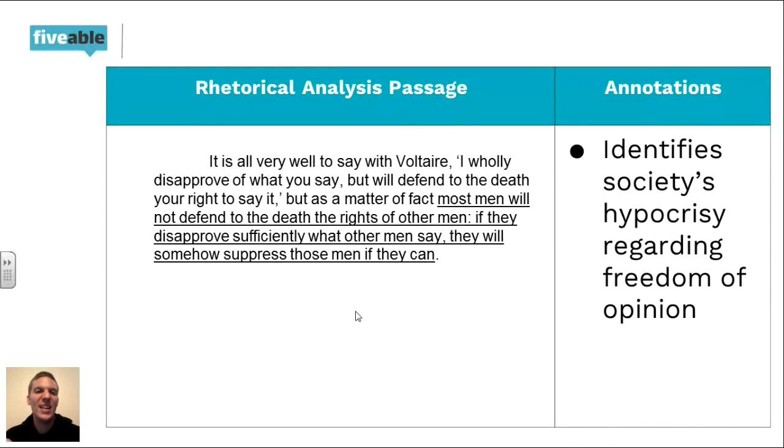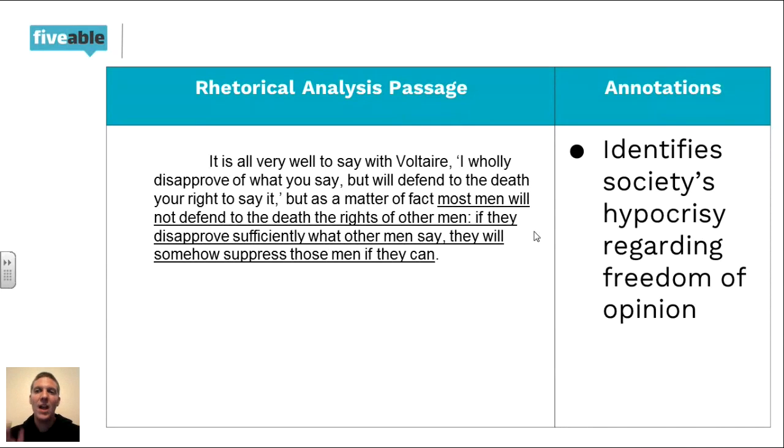Now, what is the writing strategy? So then Lippmann moves to identifying society's hypocrisy regarding freedom of opinion. We see that here. They'll say, yeah, I'll fight to the death for your right to say what you want, when in reality, people actually suppress people who disagree with them, quite the opposite of fighting to the death to defend their right to speech. So he's identifying their hypocrisy for sure.